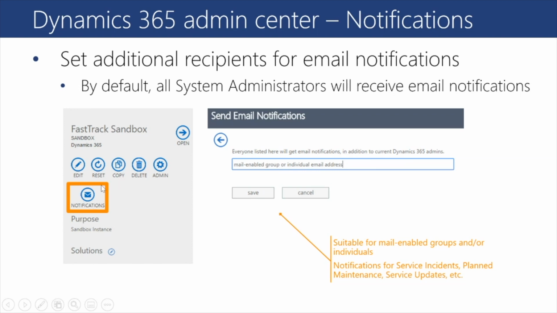So you need to press on the notifications button, and then you can enter multiple email addresses separated by semicolon. After saving these particular email addresses, those will start to receive notification emails. And typically this can be used to inform IT help desks about ongoing events proactively.